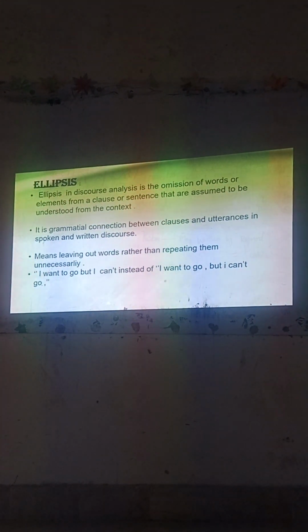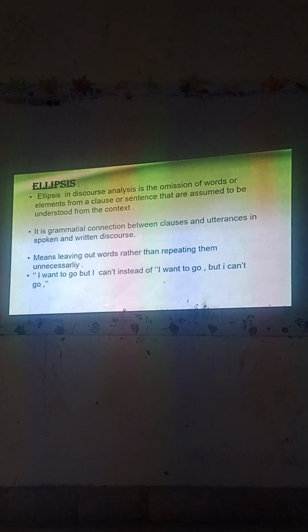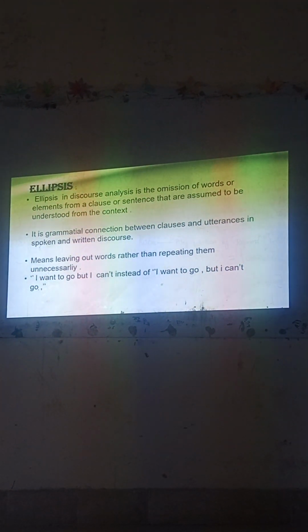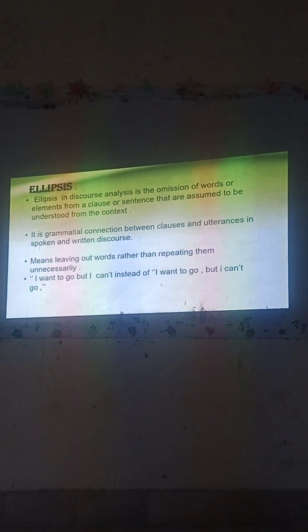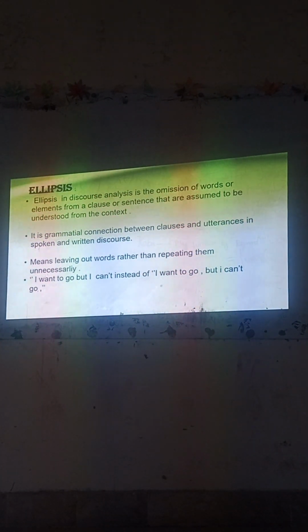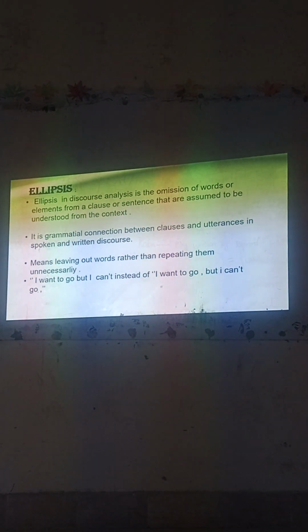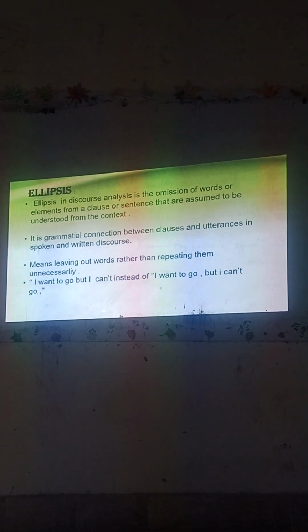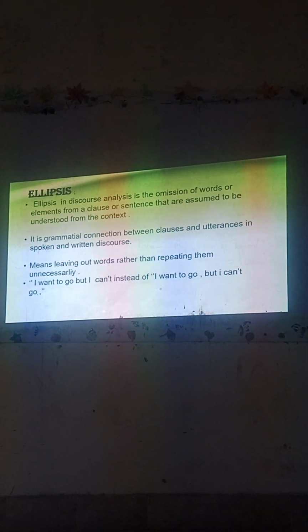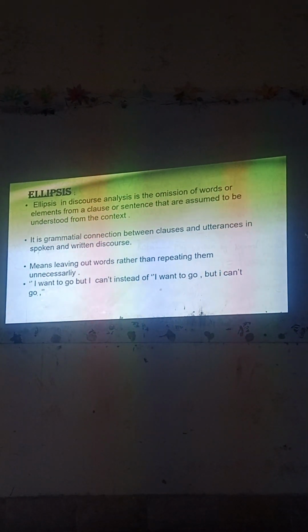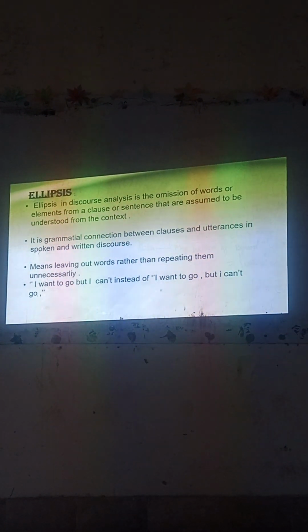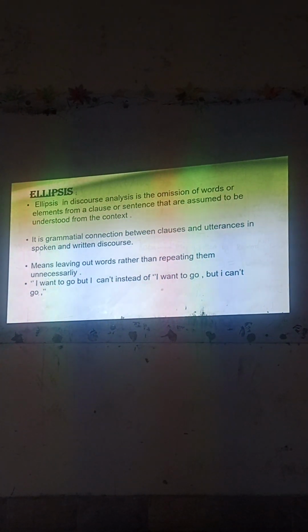Ellipsis is the opposite of substitution. Substitution is the replacing of items, while ellipsis is the omission of a word or a group of words. For example, if I say, I want to go but I can't, this is a complete sentence with ellipsis, instead of saying, I want to go but I can't go. So ellipsis is the omission or removal of words, while substitution is the replacing of words.